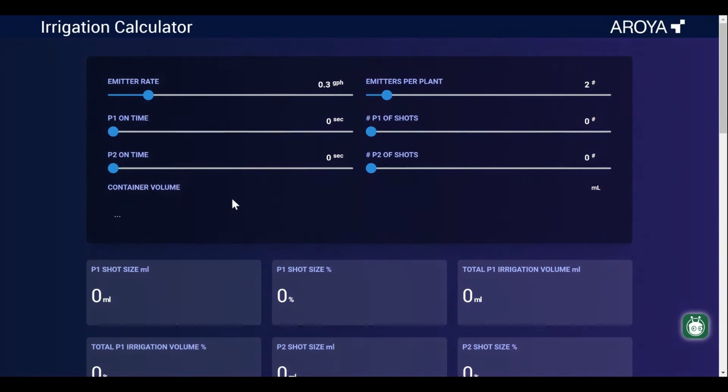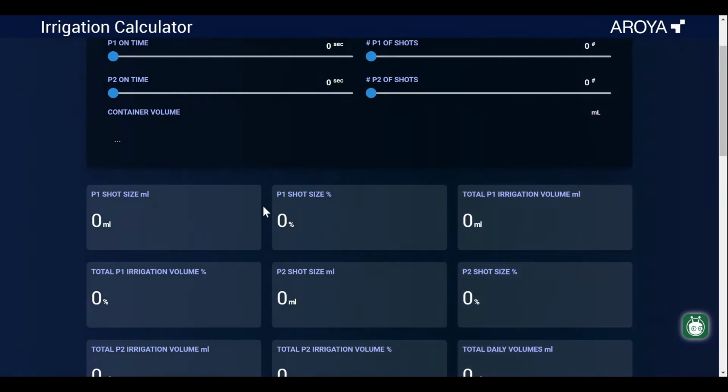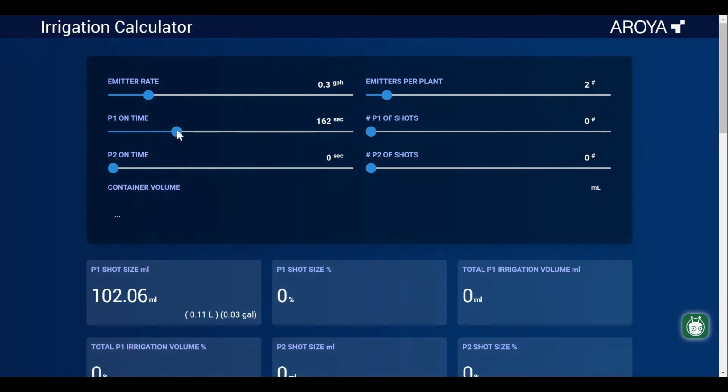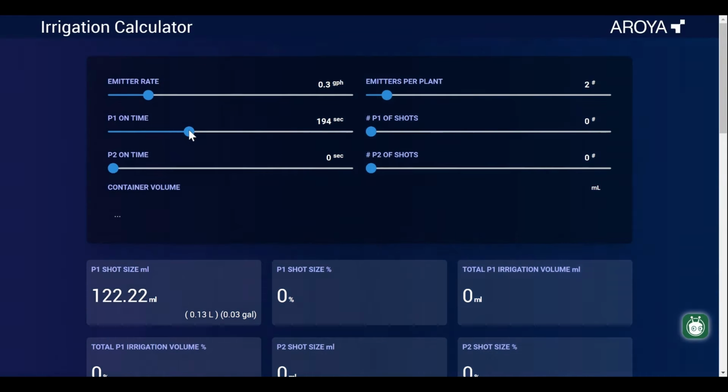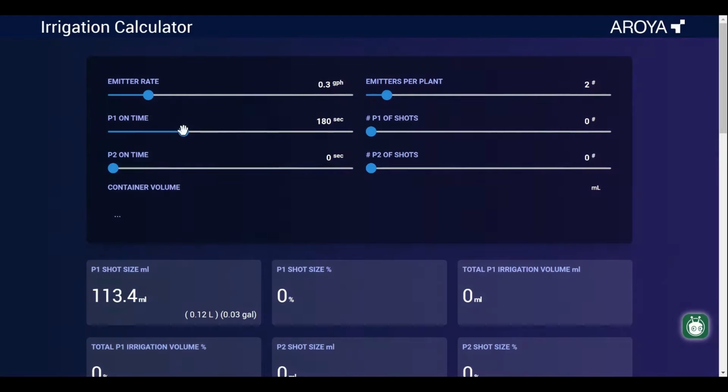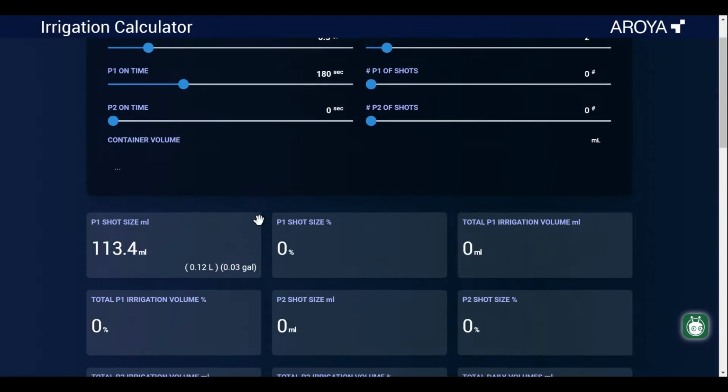And in our first calculation, we're going to just think about a generative strategy. So we're only going to do P1s, but let's jump in and we'll talk about, usually we talk about 3 to 5 minute irrigations for P1s. So I'll just set this at about 180 seconds.